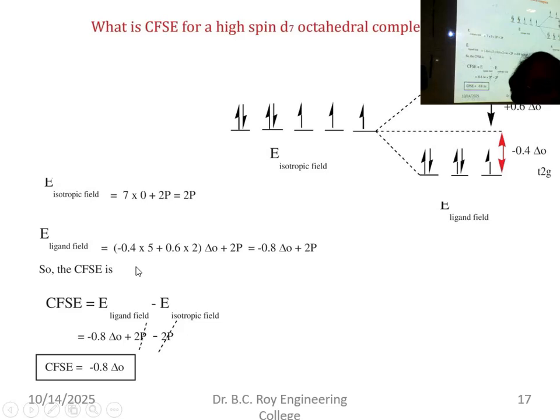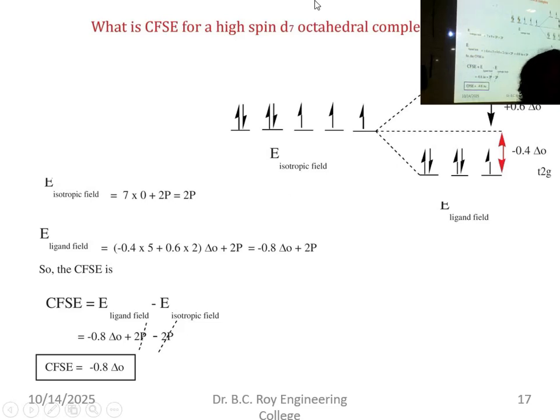Now the ligand field you need to calculate like this: minus 0.4 into 5, the number of electrons they are here, and plus 0.6 into 2 into delta O plus 2p. So it is coming down to minus 0.8 delta O plus 2p. Now CFSE will be calculated as ligand field minus isotropic field. So minus 0.8 delta O plus 2p minus 2p. So 2p cancelled, and we get CFSE equal to minus 0.8 delta O. This is one calculation. Just have a look and try to follow.